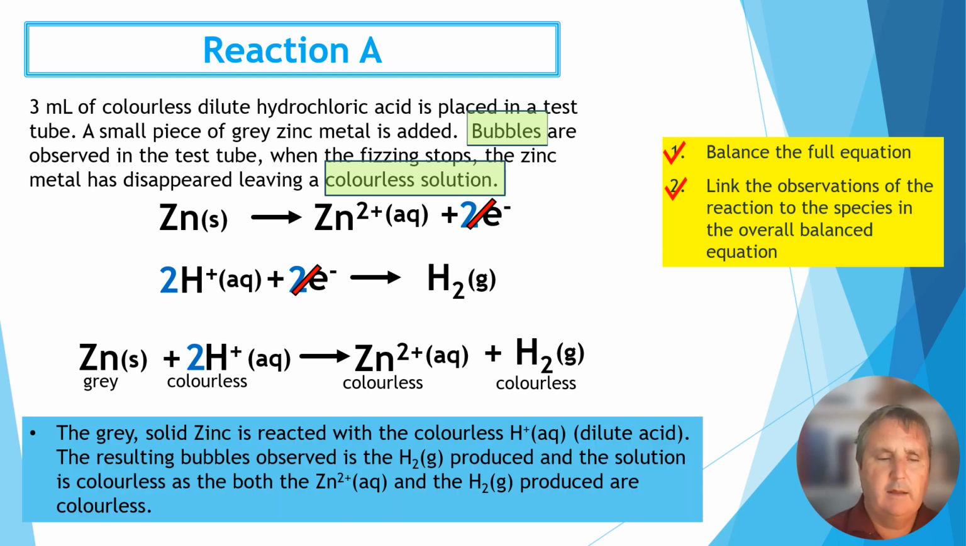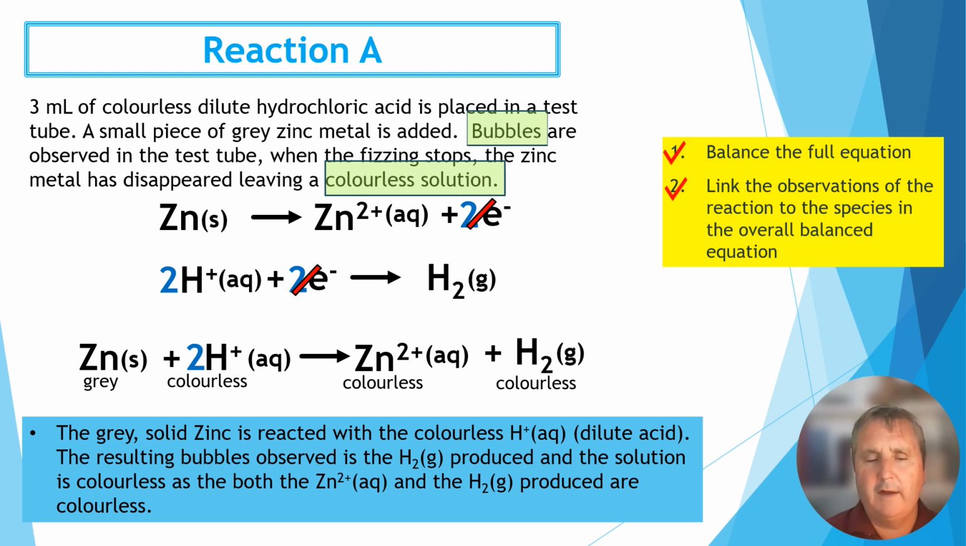The original zinc was grey because zinc metal is grey. The dilute acid was colorless because the H+ is colorless. The final solution ended up being a colorless solution with bubbles because both the zinc 2+ ions and the hydrogen gas are colorless. And the gas bubbles are produced because we had the hydrogen gas. That's why we observed them. So we write this down and we've finished our report.